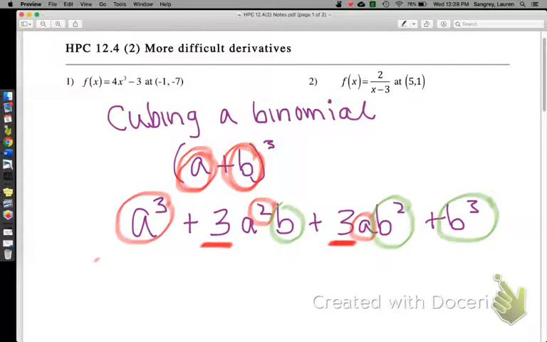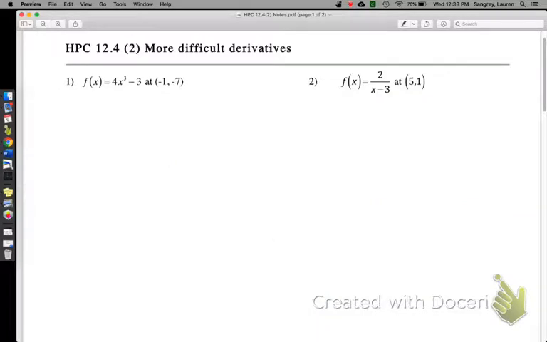All right, so if you can just remember that the first term decreases its exponent, the second term increases its exponent, and the middle two terms have a coefficient of 3. If you can remember that, then you're going to be in really good shape. And I'm going to show you what this looks like in our first example.